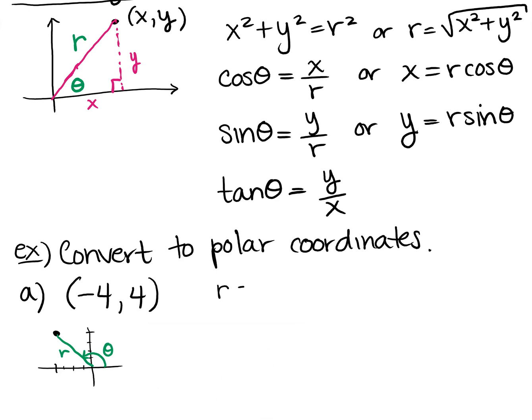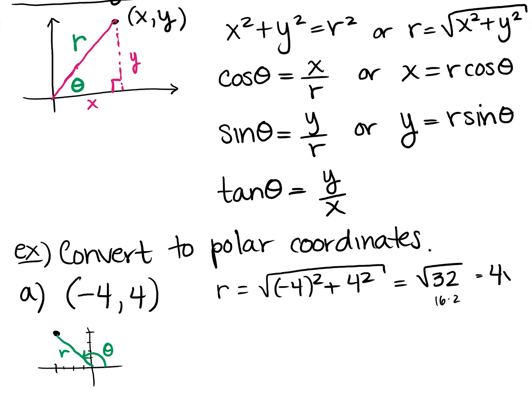So again, how do I find r? Well, r is just going to be the square root of (-4) squared plus 4 squared, right? So I get 16 plus 16, which is the square root of 32. 32 is 16 times 2, so that's going to be 4 root 2. Okay, so right away I can actually write half of my polar coordinate. I know I'm going to have 4 root 2 as the r. Now I just need to find the theta.